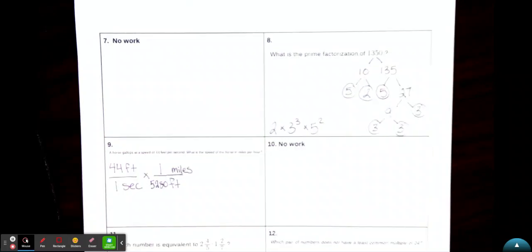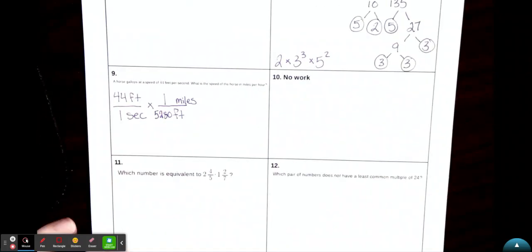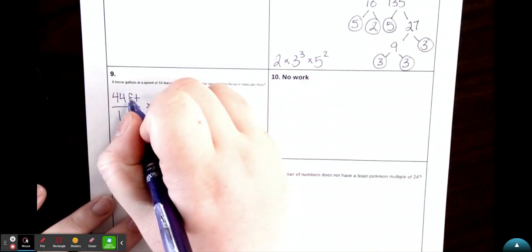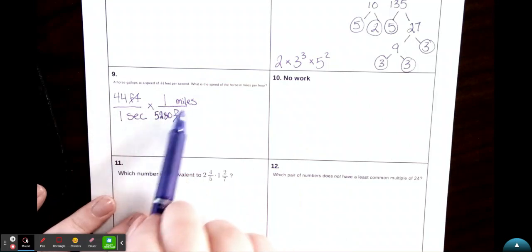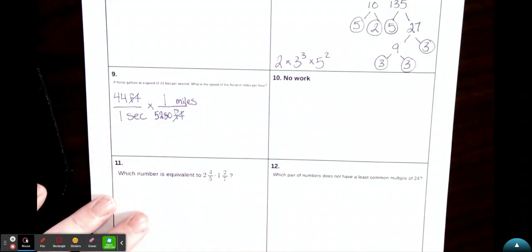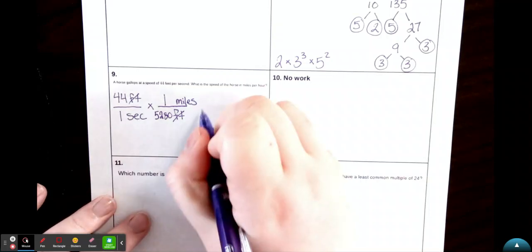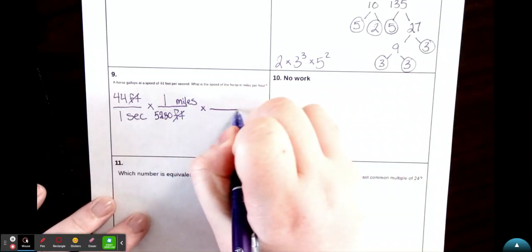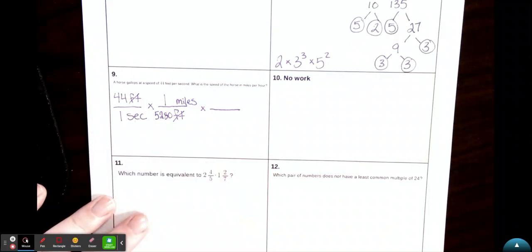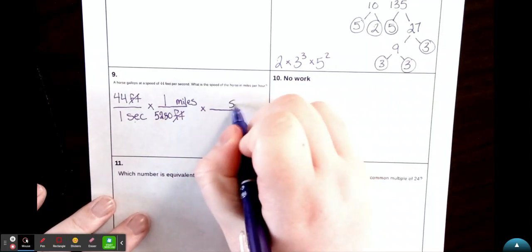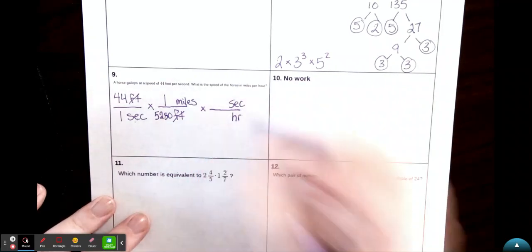Okay, so this is great. What happens to the feet? They cancel out, and I end up with an answer that is in miles per second. Do I want that? No, I want miles per hour. So I'm going to multiply this by a conversion factor, and I need to get rid of my seconds. So a second's going to go on top or bottom? Top, because right now it's on bottom, and I want it instead in hours.